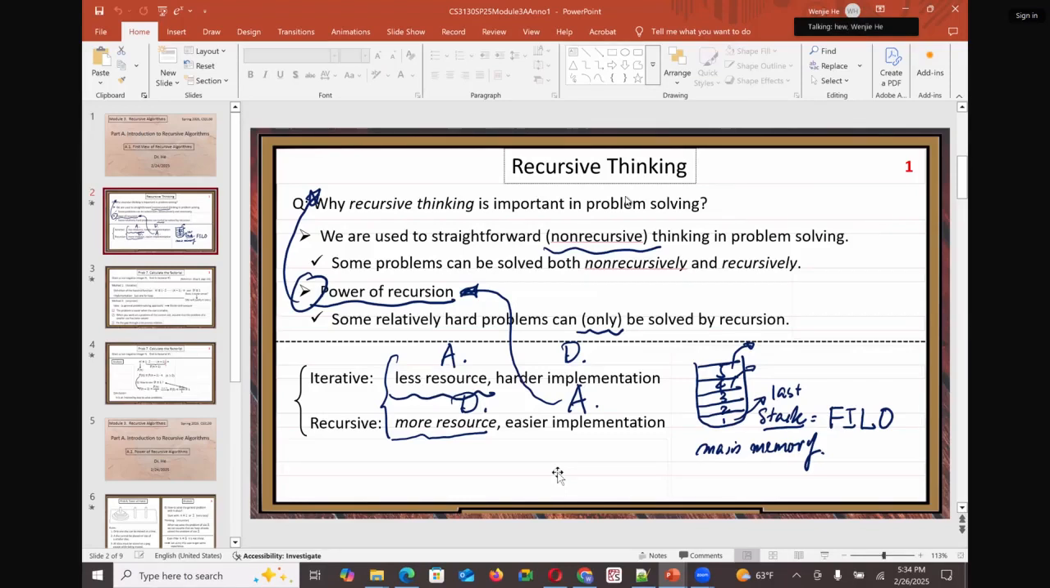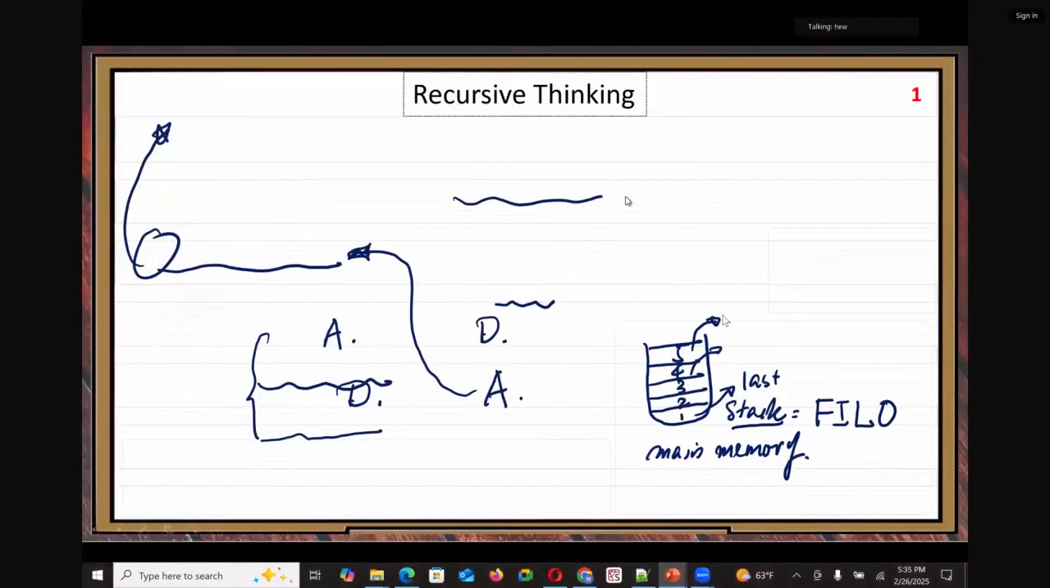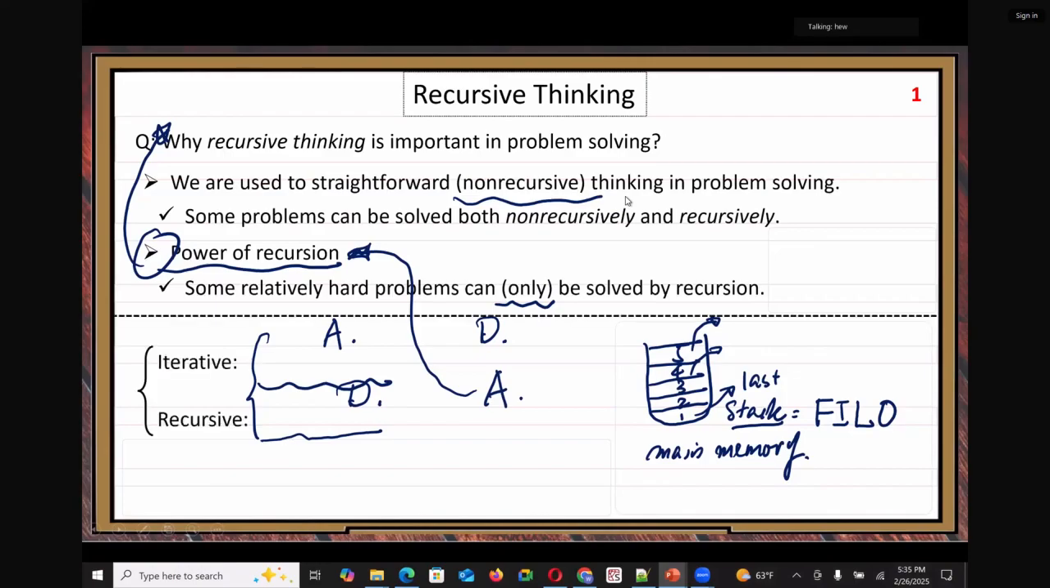But let me explain a little more, because last time I didn't have enough time to explain how to use the stack data structure to implement recursion. So I want to use another 10 minutes to complete this story. All right, so let's move. We are here. Oh, sorry, here.